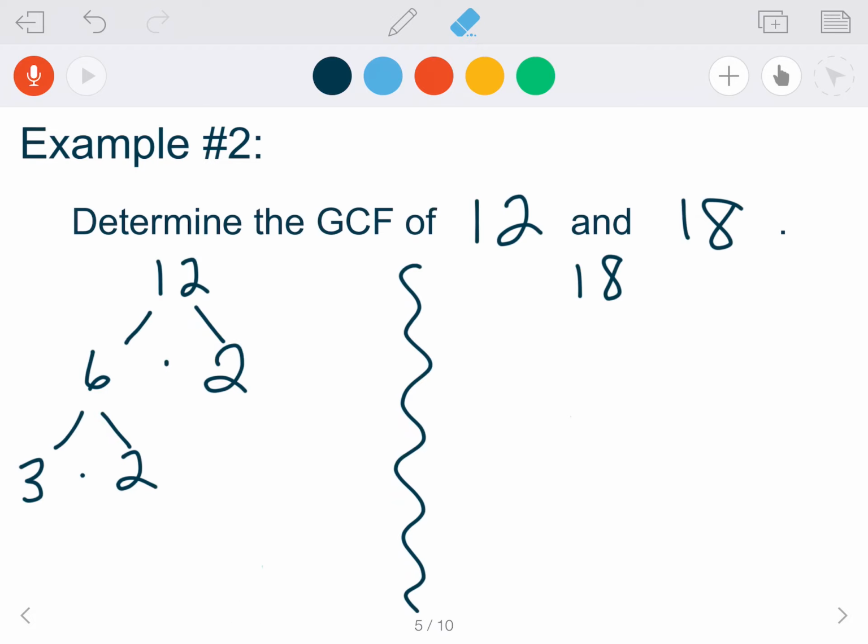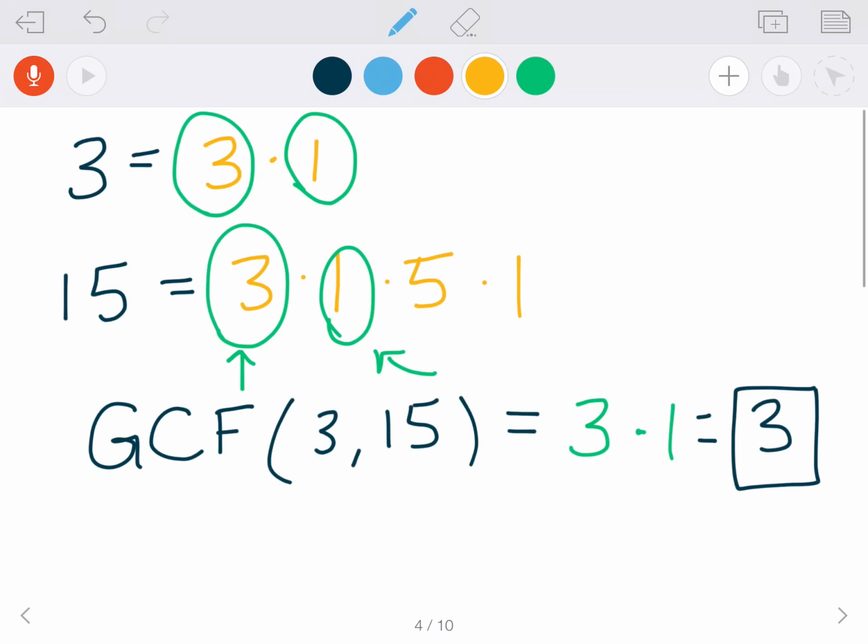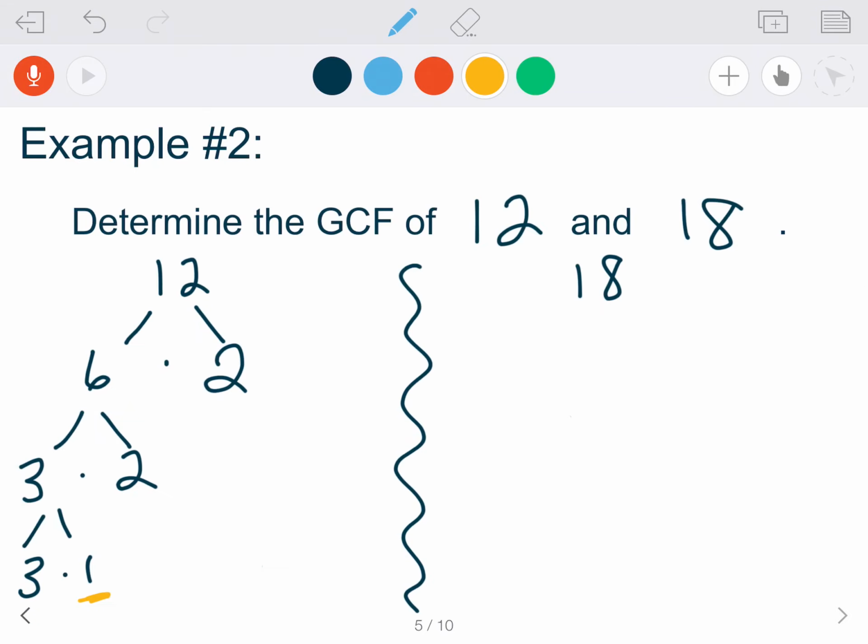Now looking at the 3, what are the factors of 3? 3 times 1. Okay, we found this times 1, so we know we have our prime factorization. Oops, sorry about that. Try to underline these numbers in yellow.